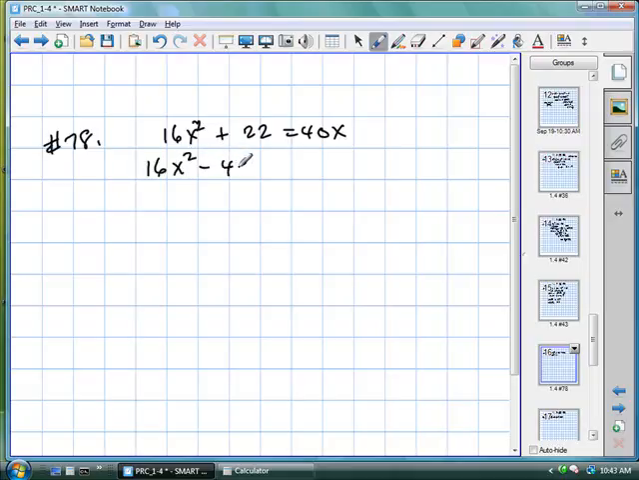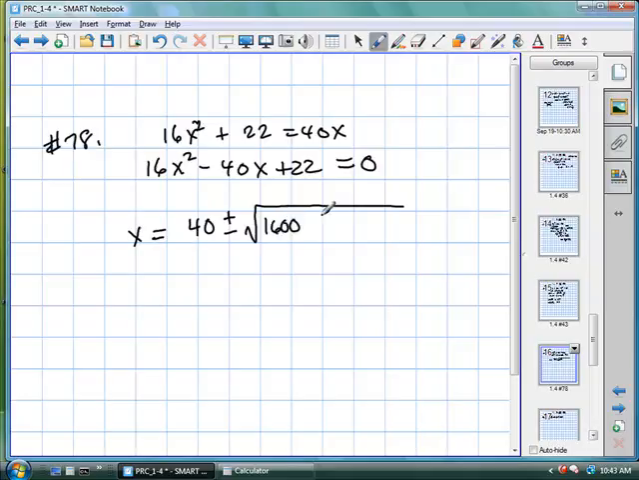Now we're set up, aren't we? Now you can use the quadratic formula. X equals minus b. B is negative 40, so minus b is 40, plus or minus square root b squared, 40 squared, I think that's 1600, minus 4 times a times c, all over 2 times a.